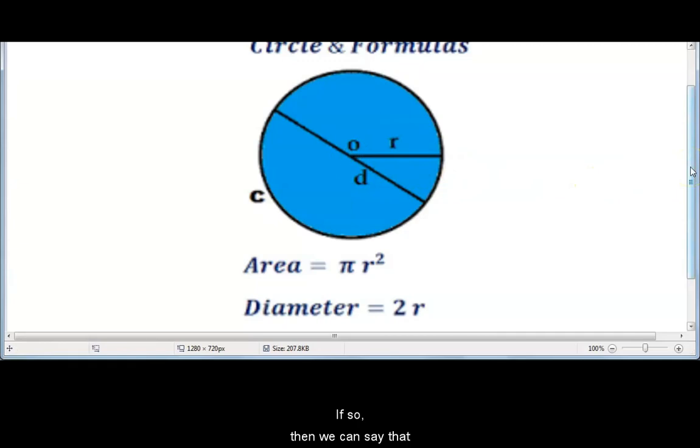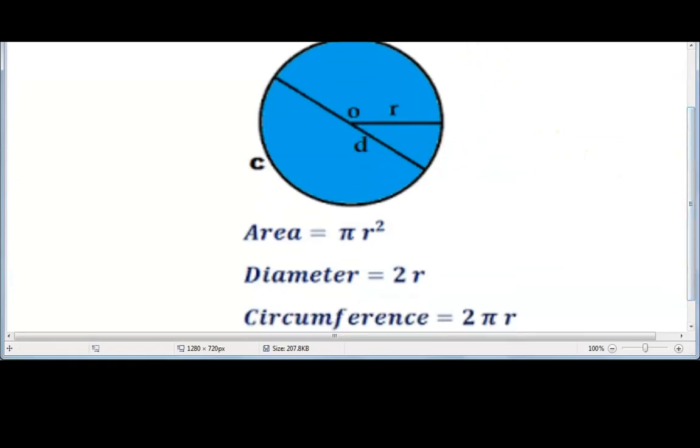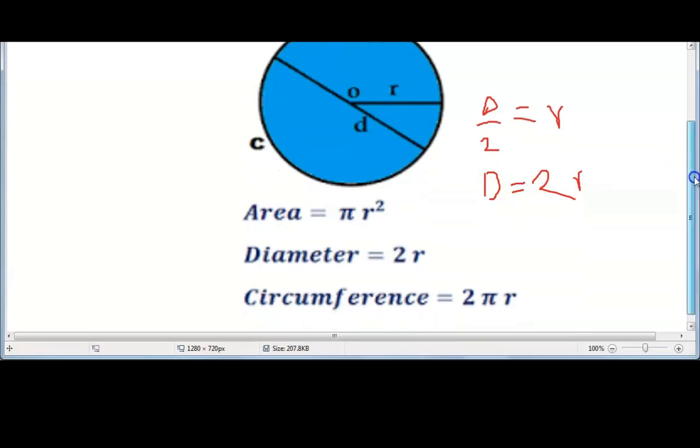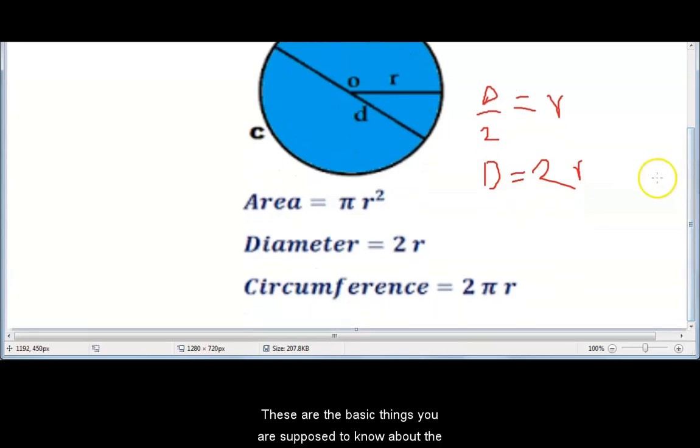If so, then we can say that the diameter, which is d/2, is the same thing as the radius. So d/2 equals r, or d is equal to 2r. These are the basic things you are supposed to know about the dimensions of a circle.